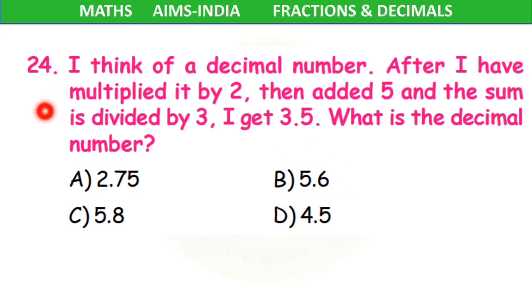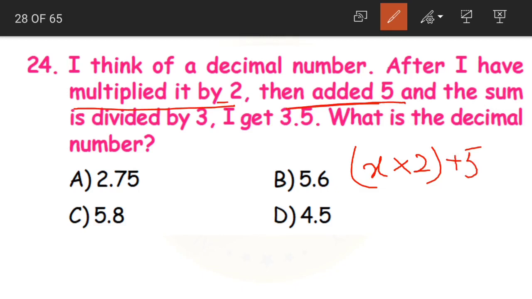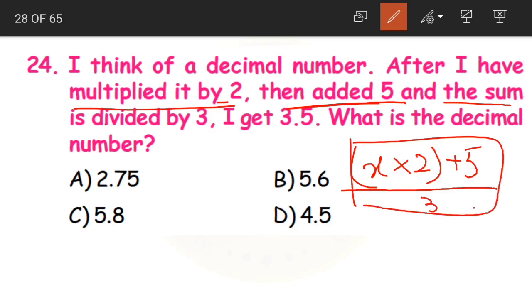Next, question 24. I think of a decimal number. After I have multiplied it by 2, we have a decimal number, say x. To this product I have added 5, and the sum, that is this total, is divided by 3. After I do all these to the decimal number, the answer I get is 3 by 5. So what should I find out? We should find out what the decimal number was that we started with.